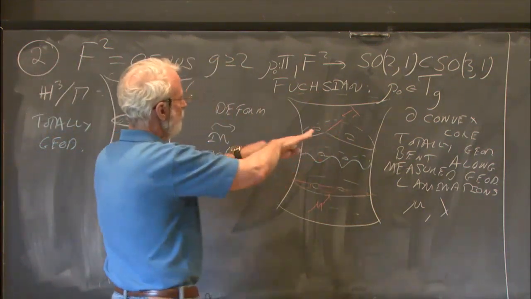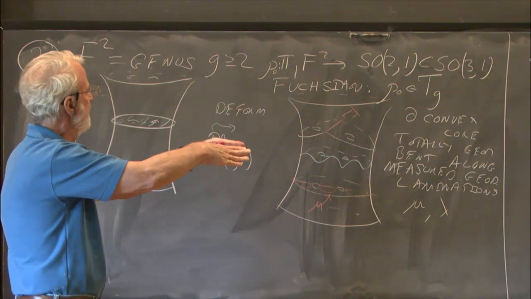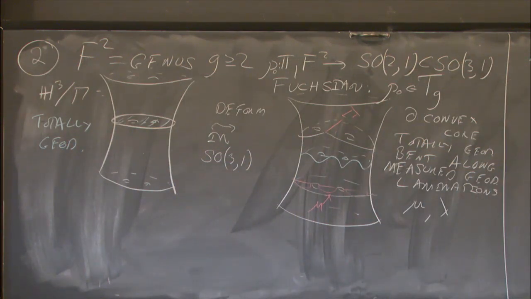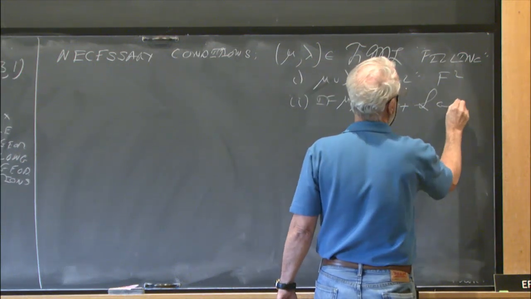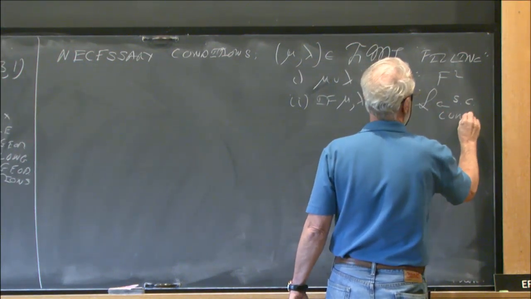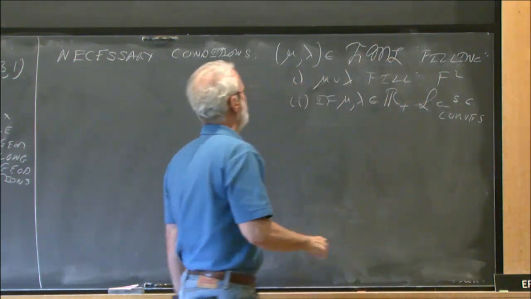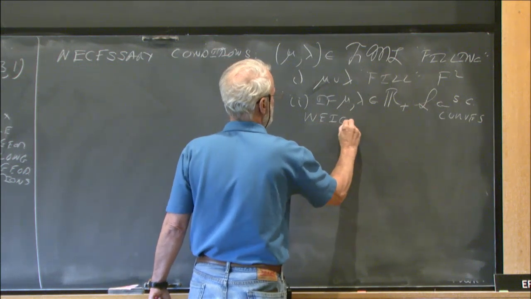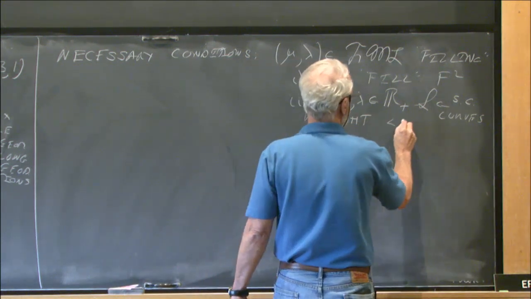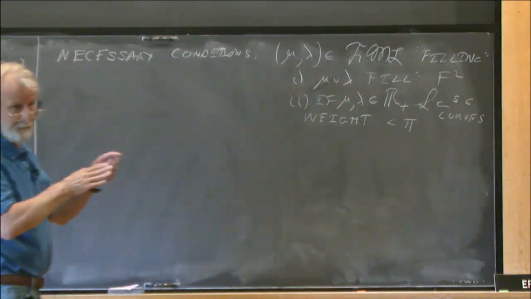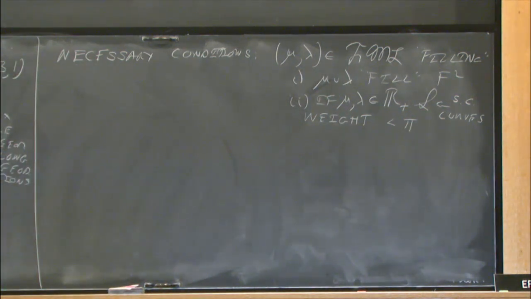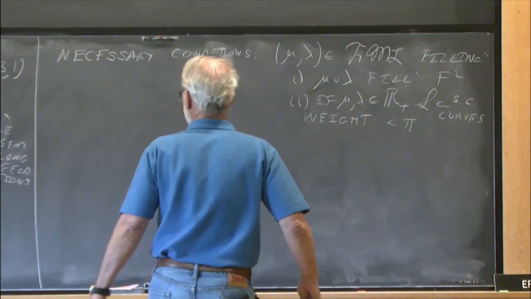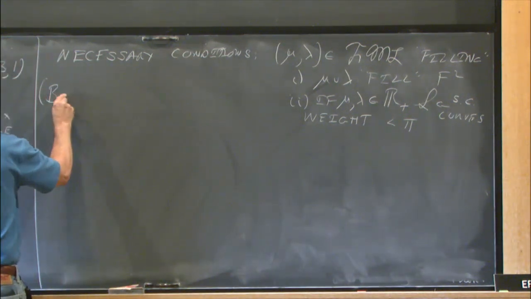When it's a simple closed curve, you can think of the amount that it's bent as an angle, and then in particular, if either mu or lambda is a simple closed curve, or even a collection of them, then the weight is strictly less than pi. You can't bend more than pi, or even up to pi. So these are necessary conditions, and then it's a very nice theorem of Bonahon and others.